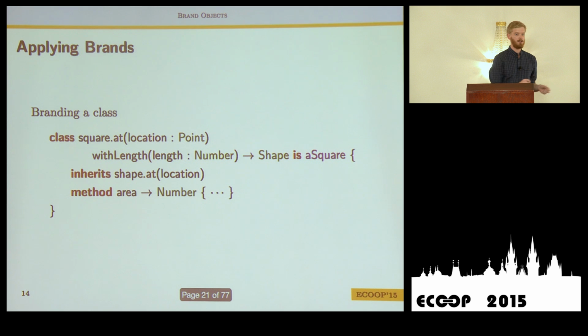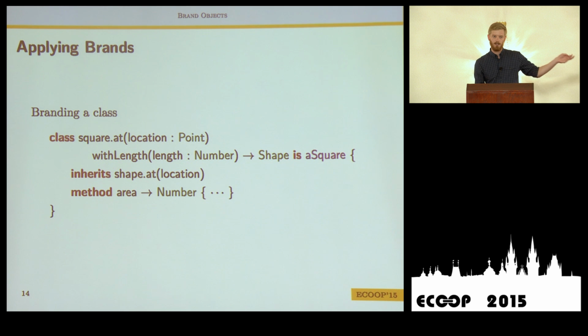Right. So we can also brand classes. We can say here is a class square, and I don't know how well you can see the colors, but I'm trying to distinguish between what the brands and the types are here. So the class is branded a square, and what that means is that the objects constructed by this class will be branded with the brand that you've written there, in this case a square. But it's worth noting that the return type of the class, which is separate, we have to put return types on classes because classes aren't real and they don't introduce types. So the type we've still got there is just the shape, the structural shape type.